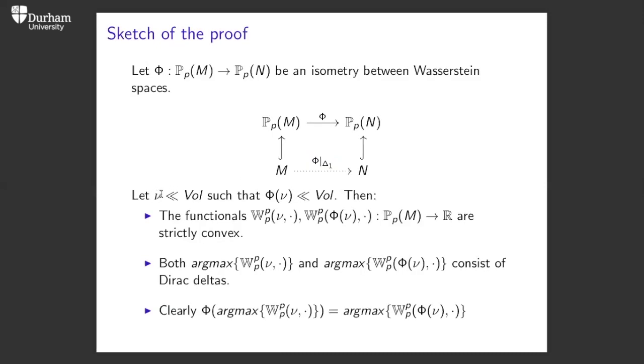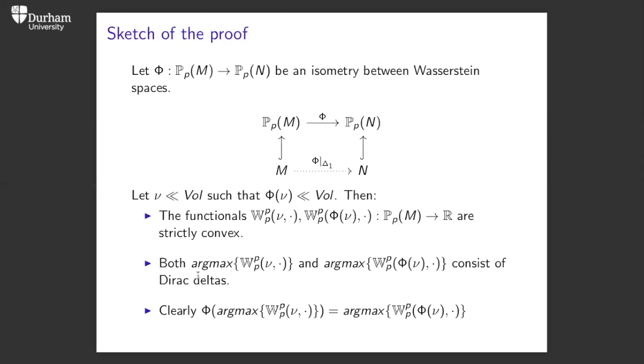Take some absolutely continuous measure nu, such that its image remains absolutely continuous under phi. I have already shown that these measures exist. And then I notice some things. First, the functionals that are the p power of the distance from nu and from phi of nu are strictly convex. Since they are strictly convex and the space is compact, then the maximum is achieved only by Dirac deltas.